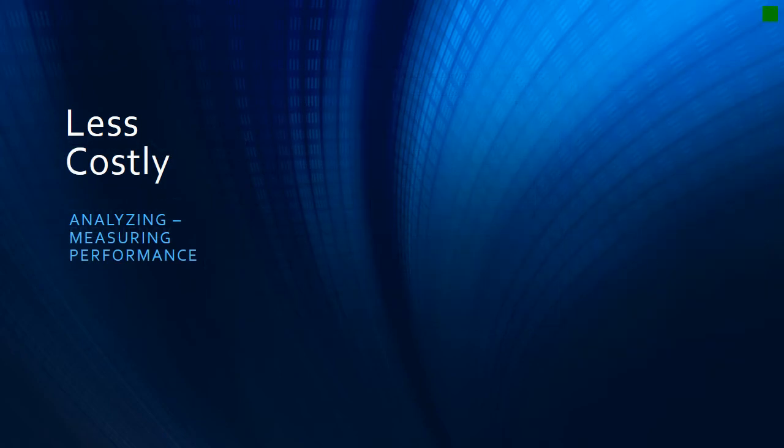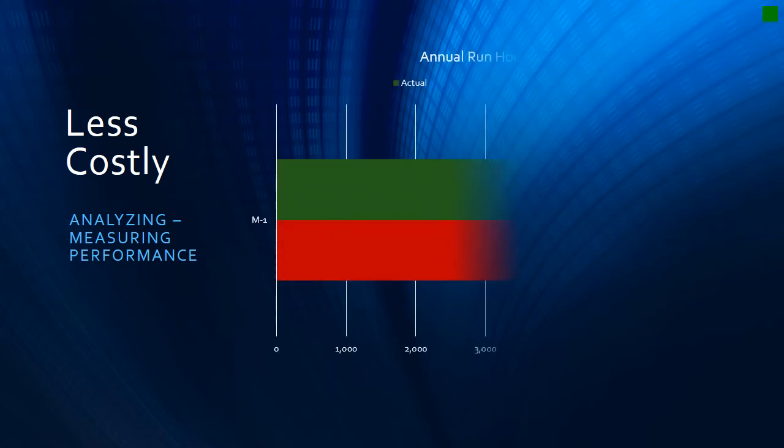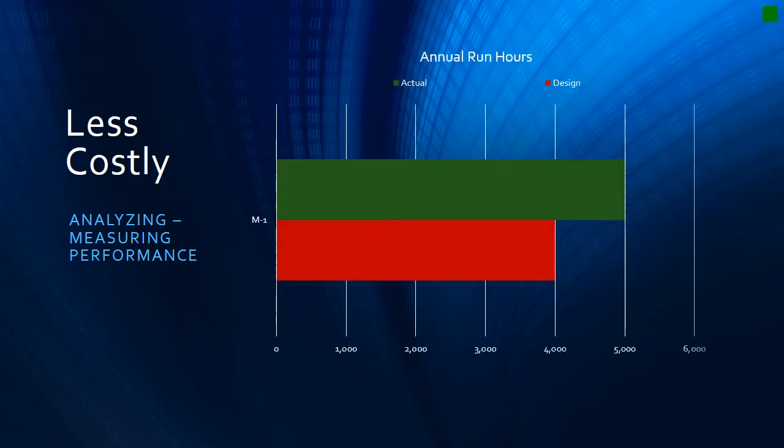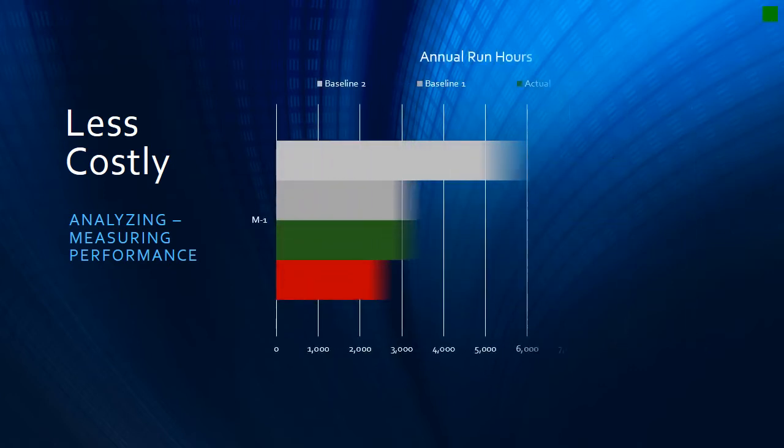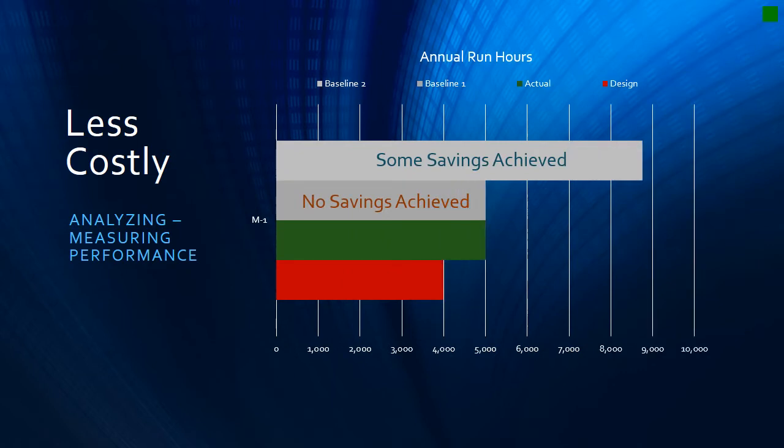Then, after it's determined from the trend data what the systems were actually doing, comparisons to the proposed conditions must be made. Let's say it's determined from the trend data that a motor ran 5,000 hours for the year. Its design run hours were 4,000. You know that it didn't achieve 100% of the savings target, but were any savings achieved? That depends on what the baseline run hours were. The actual performance needs to be evaluated in relation to both the baseline and design data.